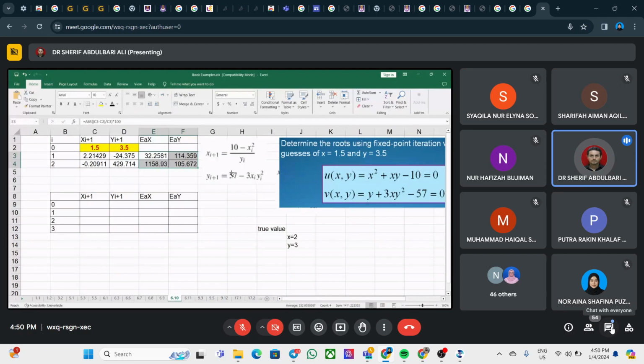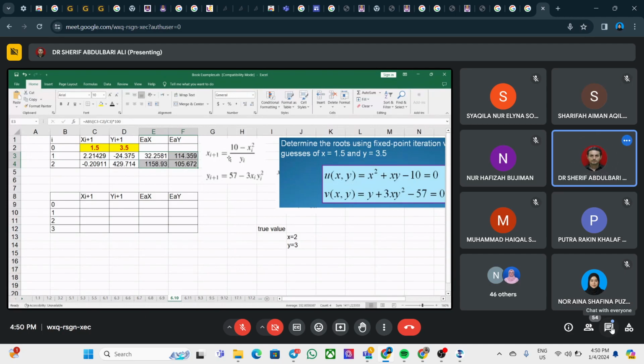So this means this way of rearranging the equations is a way that diverges. You are not going to find the root. Remember, our true value we need to achieve here is x equal to 2 and y equal to 3. This is the value that if you put it inside the equations, the answer is going to be equal to 0. But now the numbers are too far from 2 and too far from 3. So that's why this way of rearrangement is not going to converge.